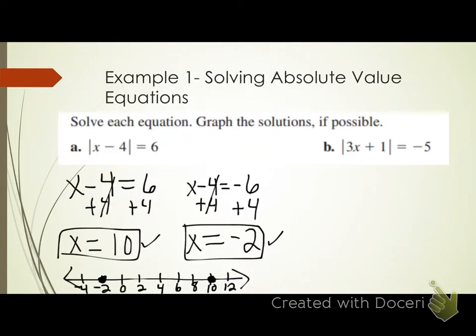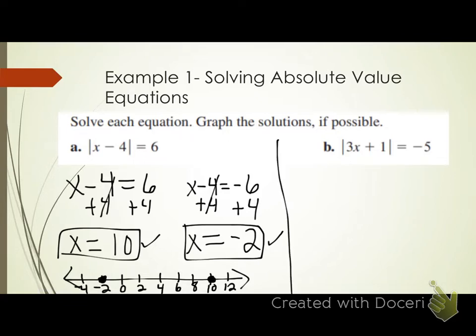So over here, x minus 4 equals 6 is my first equation. Exact same without the bars. Second equation, C value is negative: x minus 4 equals negative 6. Because remember, with absolute value, I've got to account for that positive and negative value that makes the equation true. Okay? Let's look at letter B.